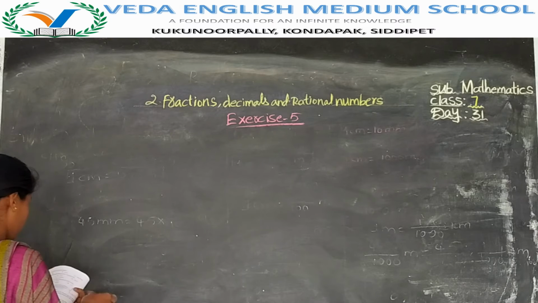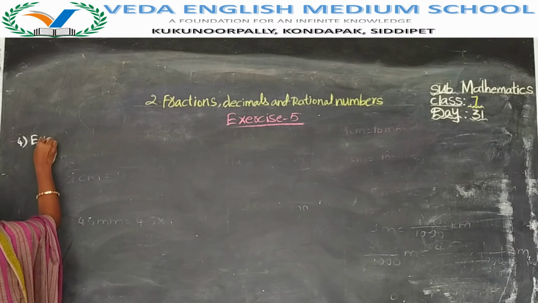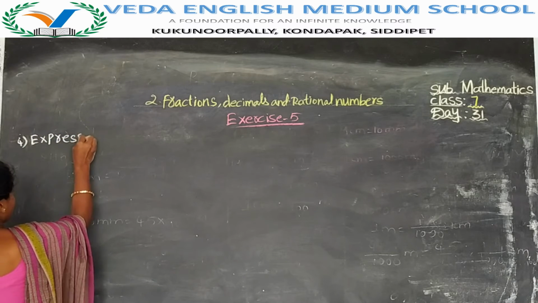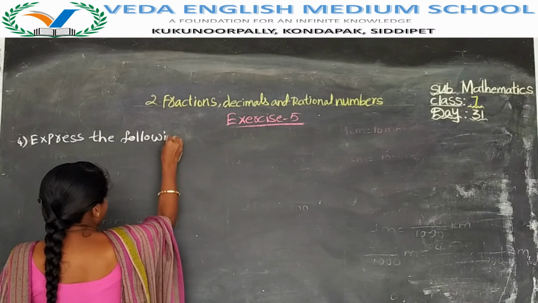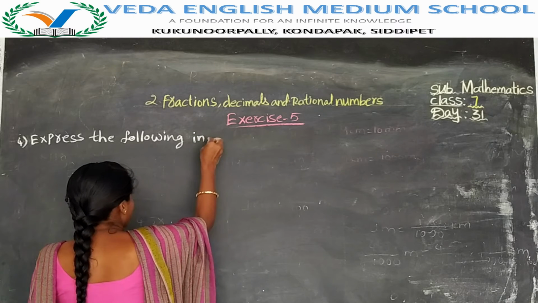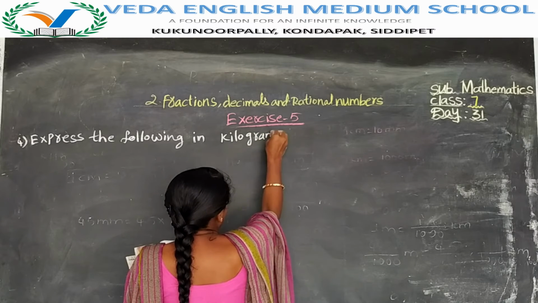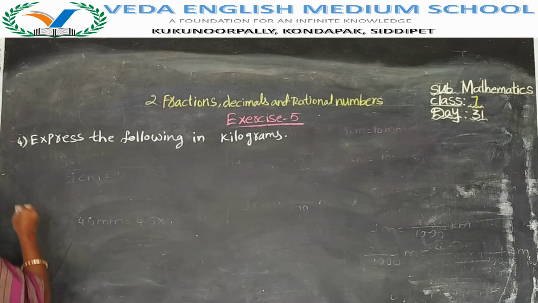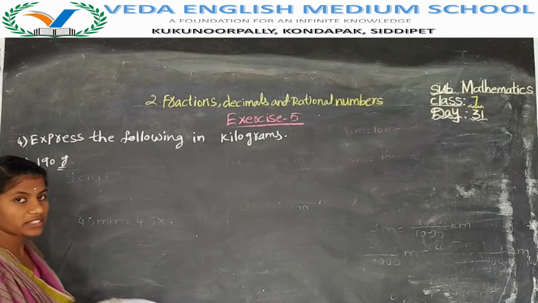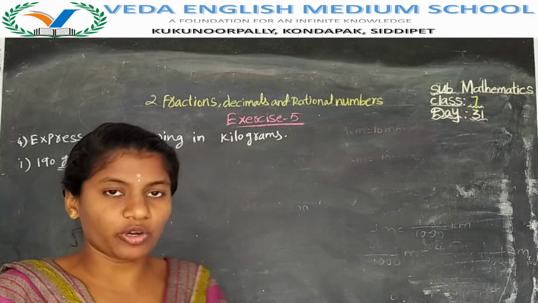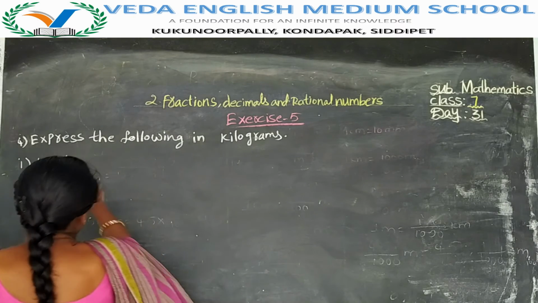Express the following in kilograms. First question, 190 grams. Here in exercise 5 we have a box. Based on this box, we have to find the solution. See this box? Now we have to convert these grams into kilograms.